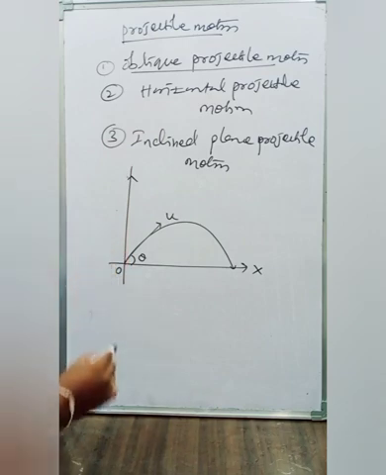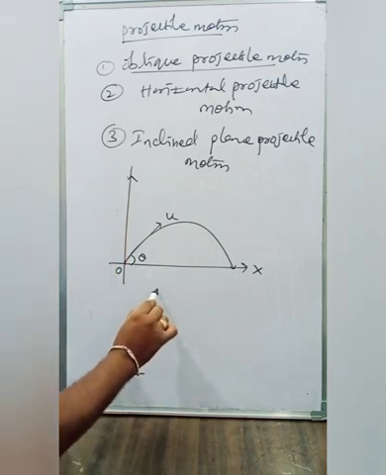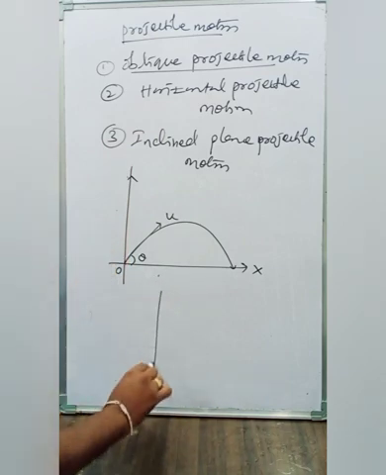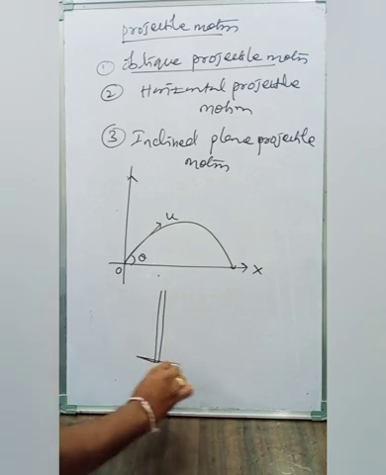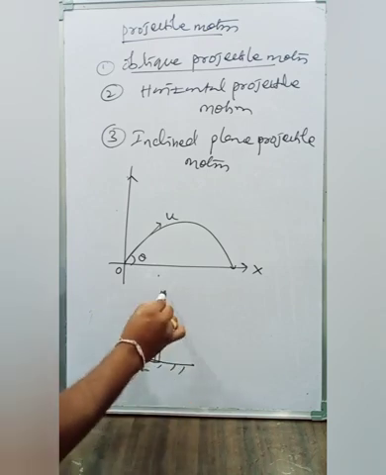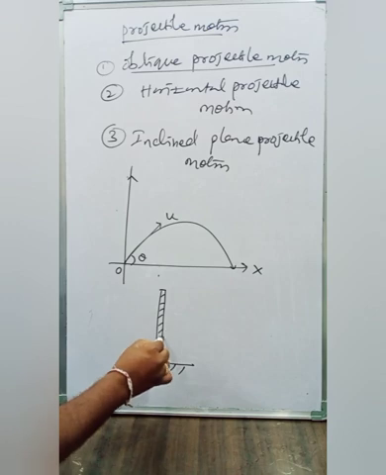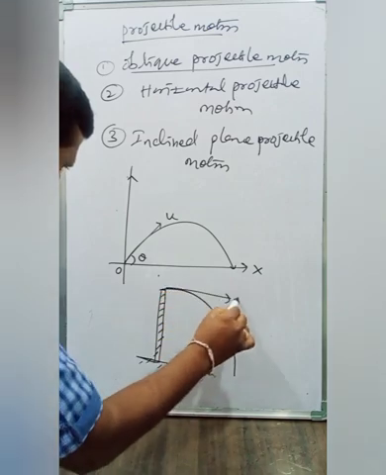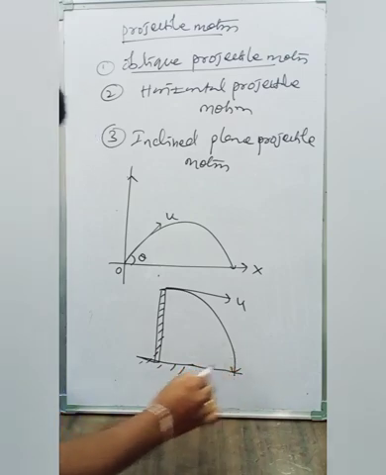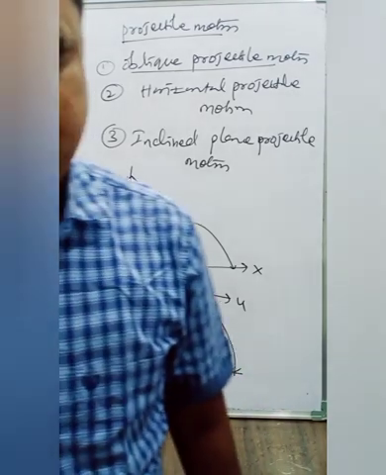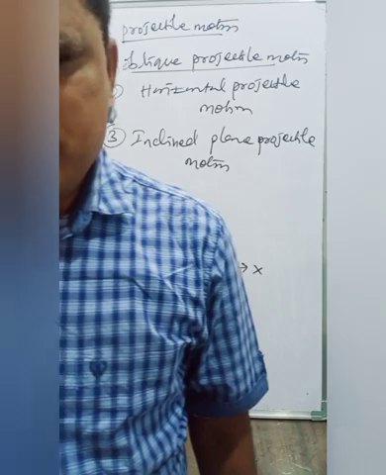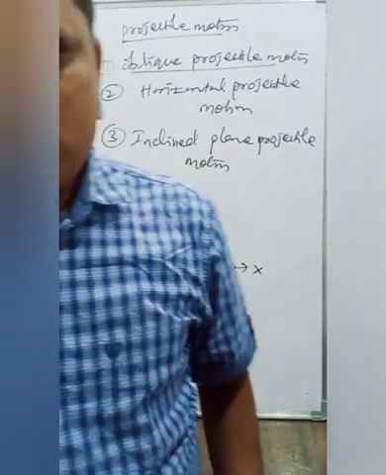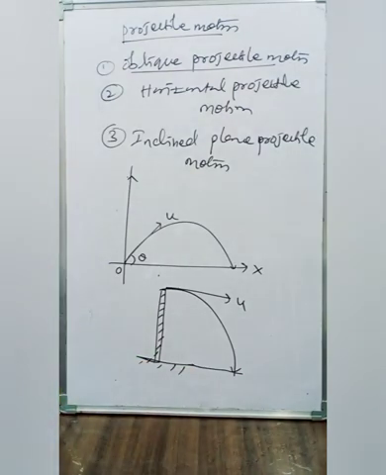Next, horizontal projectile motion. An object is projected from the top of a tower or the height of a building. An example is a bomb dropped from an aeroplane, which is one example of horizontal projectile motion.